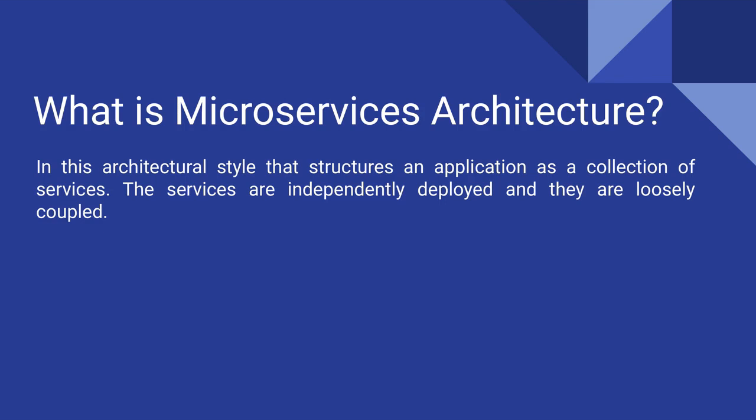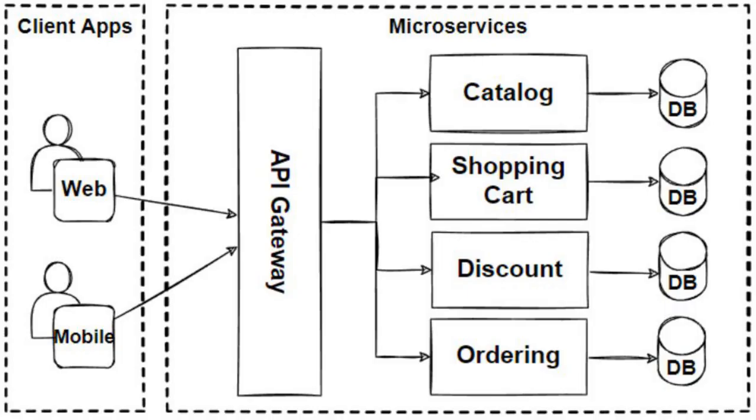In this architectural style, an application is structured as a collection of services. The services are independently deployed, and they are loosely coupled. This is what the microservices architecture looks like. It is a bit different from monolithic. In monolithic, all the components and modules are in a single code base, but unlike monolithic, all the modules are designed and built separately, and their database is also separated. So it is a complete application divided into small modules to enhance productivity, reduce resource costs, and make it easier for developers to understand and make changes or add new features. By dividing the modules, it is easy to understand each module separately.